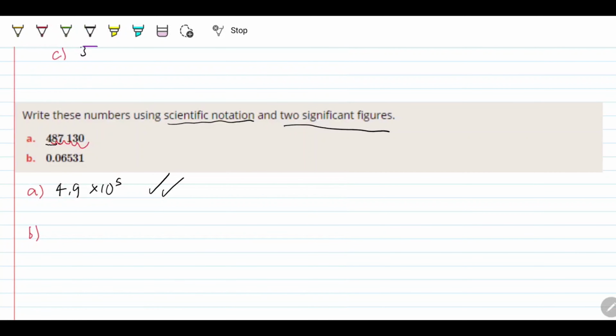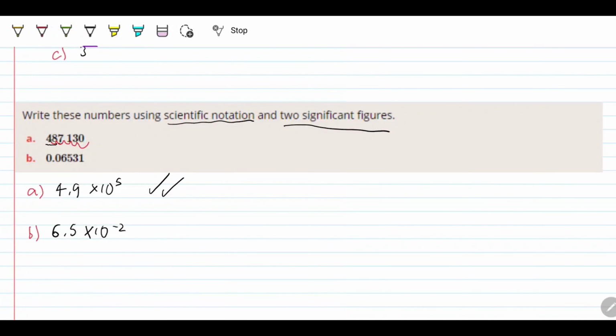Let's look at example B. 0.06531. To 2 significant figures, this would be 6.5. And ask yourselves, how many times do we need to go across? That's going to be 2. So it's going to be 6.5 times 10 to the negative 2.